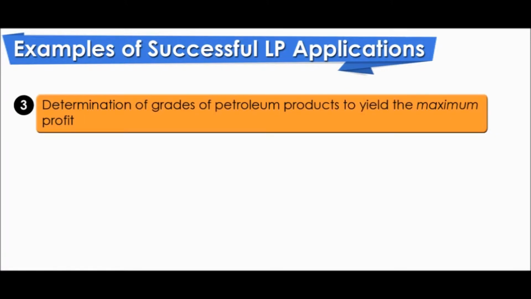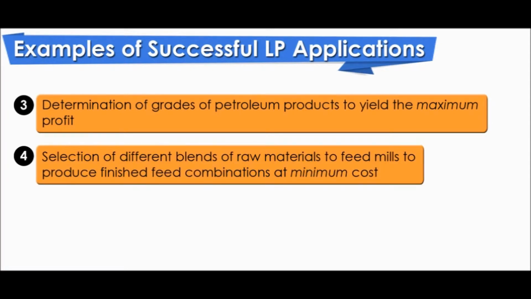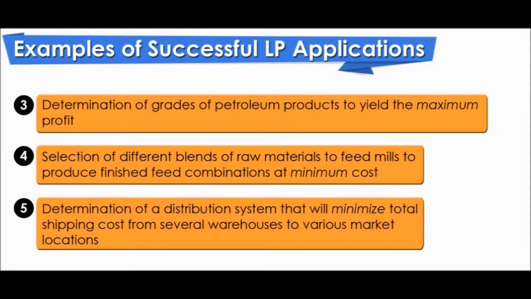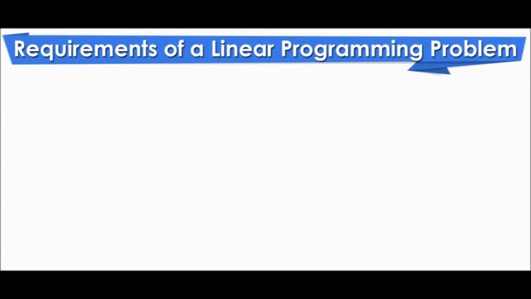Third example is determination of grades of petroleum products to yield the maximum profit. Fourth example is selection of different blends of raw materials to feed mills to produce finished feed combinations at minimum cost. Fifth example is determination of a distribution system that will minimize total shipping costs from several warehouses to various market locations.